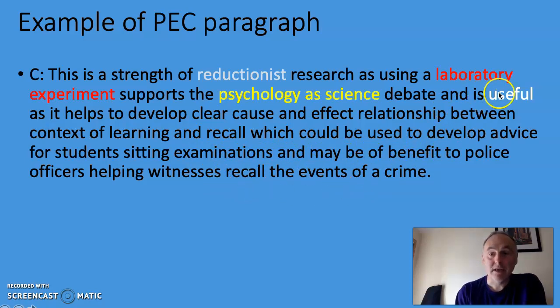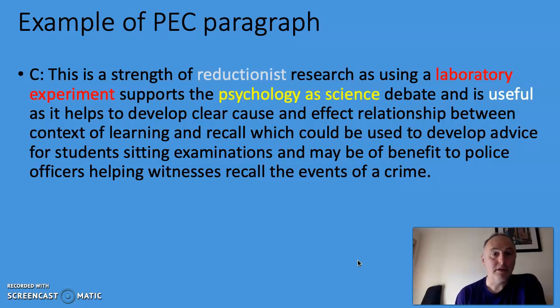I've said why this particular piece of research is useful here, haven't I? Talked about it being reductionist, talked about it linking to psychology of science, talking about the lab experiments there. Hopefully you can see if you put that PEC together, you should have a nice paragraph which talks about why it is that psychological research is useful. And we've used an example, like I say, of particularly reductionist research. So all you would need to do then, I say all you would need to do, you've got to do a little bit more on this, haven't you? You've got one paragraph done there.